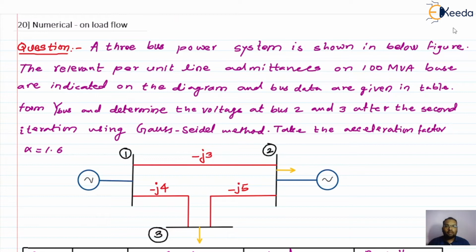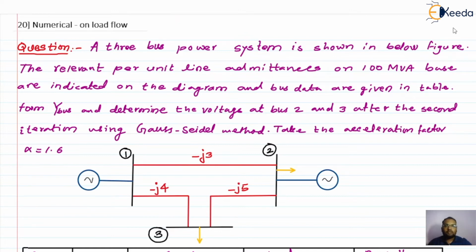Again, we have discussed the various methods of solving load flow studies. We have seen the Gauss-Seidel method, the Newton-Raphson method, the decoupled load flow method, and the fast decoupled load flow method. Many more methods exist, but we have discussed up to the fast decoupled load flow method. Now in this lecture we will solve one numerical on load flow study. It will give us the idea of how load flow studies are carried out in the power system.